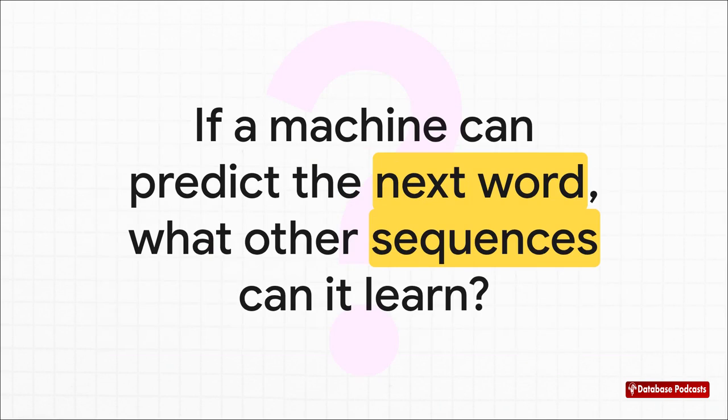And that really just leaves you wondering, doesn't it? If a machine can learn the patterns in language well enough to predict the next word, what other sequences, what other patterns can it learn? The ups and downs of the stock market? The notes in a symphony? The way weather systems develop? The possibilities are just staggering to think about.